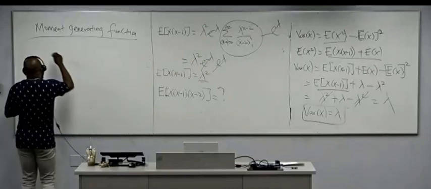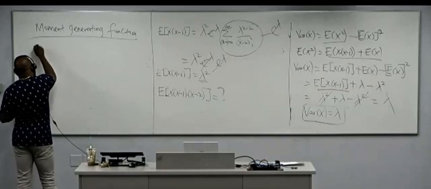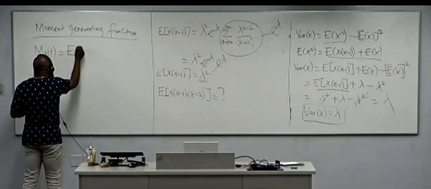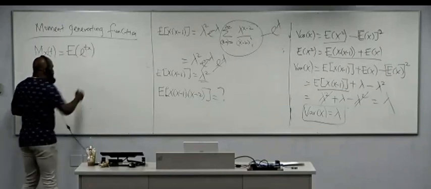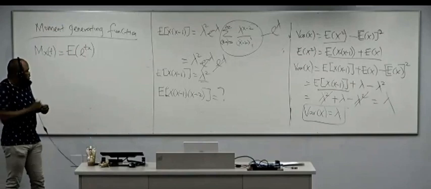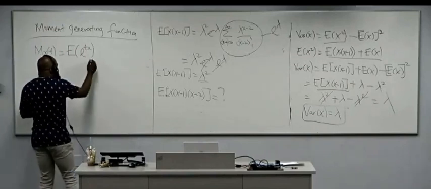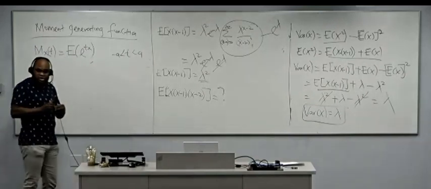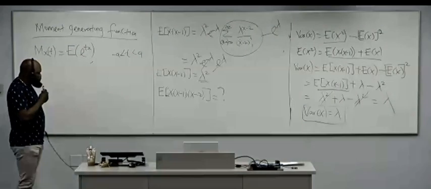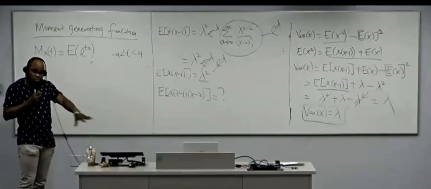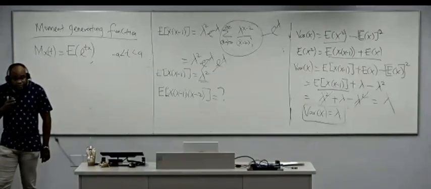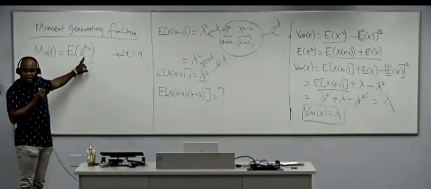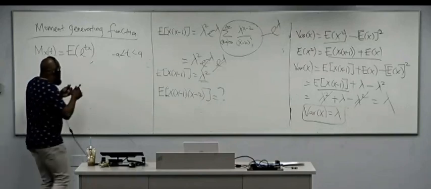In the moment generating function, we have M_X(t), which is the expectation of e raised to the power tX, such that the t that I'm talking about lies between negative a and a. a is a constant. Now for any given distribution, the moment, go ahead. Exponential. I mean this one.